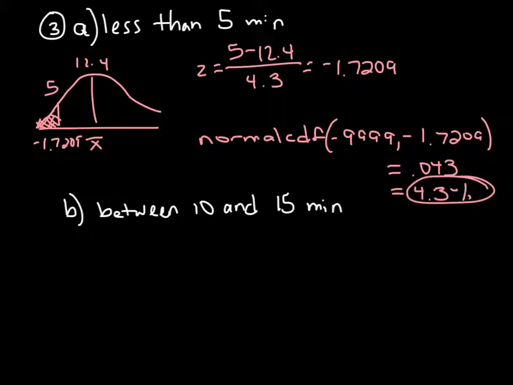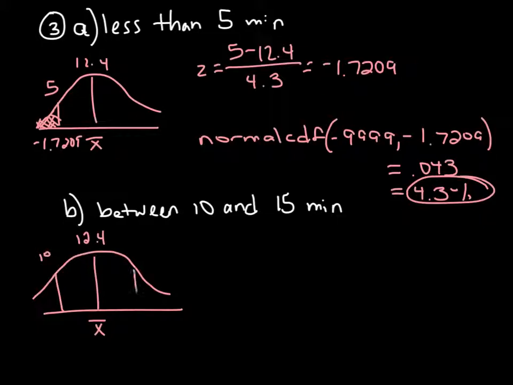Okay, part B wants to figure out the probability that the call lasts between 10 and 15 minutes. So if, again, our average is 12.4, 10 would lie to the left of it, and 15 would lie to the right of it on our normal distribution curve. So this time we have to figure out the z-score that goes along with each of these. So to find out the z-score that goes along with 10, you're just going to take 10, subtract the mean from it, and divide that by the standard deviation.